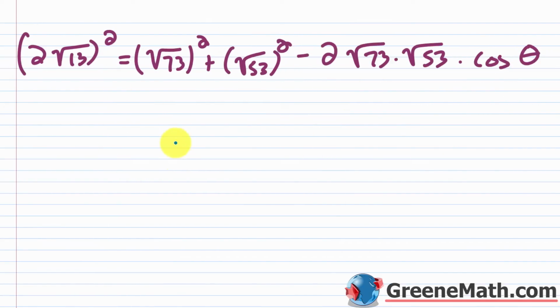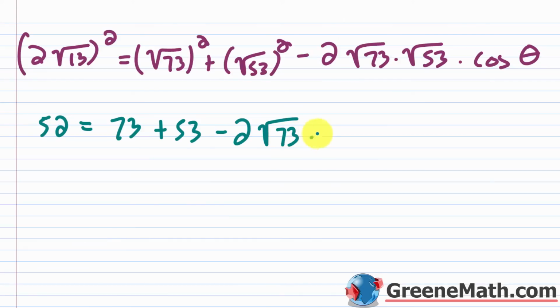So for this one, 2 times square root of 13 being squared, 2 squared is 4. And the square root of 13 being squared is 13. So 4 times 13, that's going to give me 52. And this equals the square root of 73 squared is 73. And then plus the square root of 53 squared is 53. And then minus 2 times the square root of 73 times the square root of 53 times the cosine of theta. So you want to solve this for the cosine of theta.